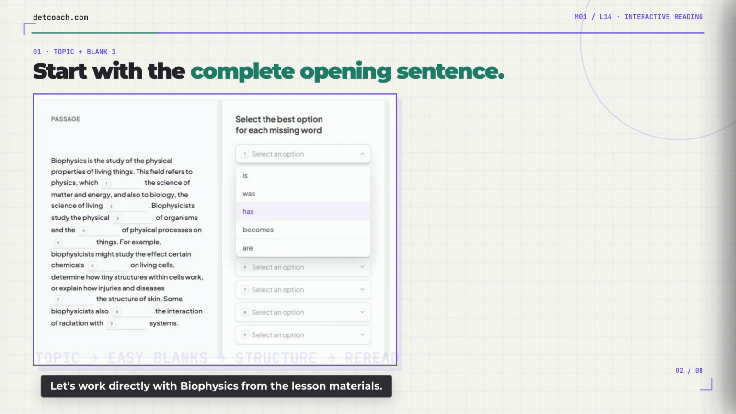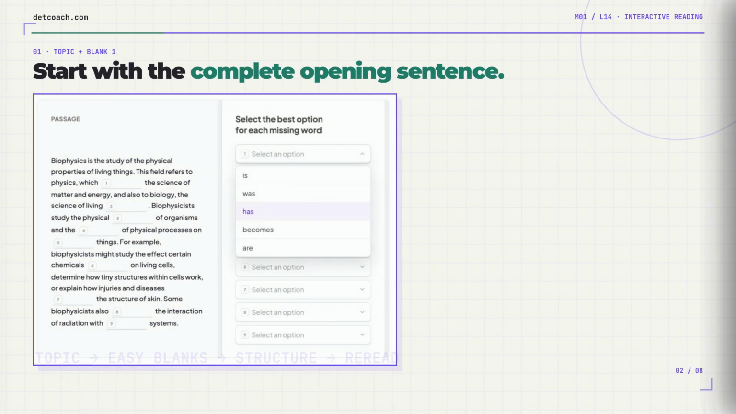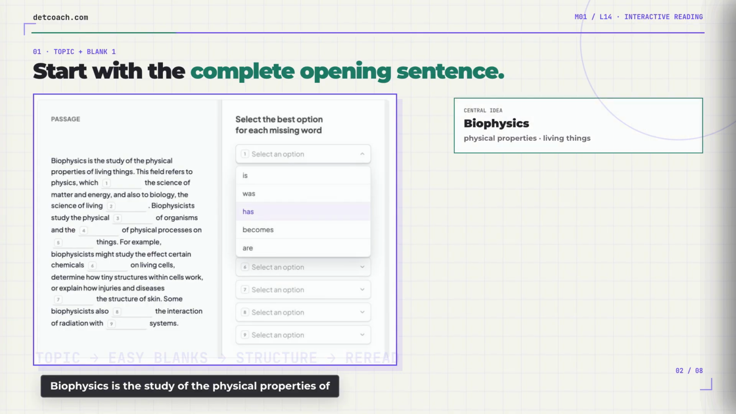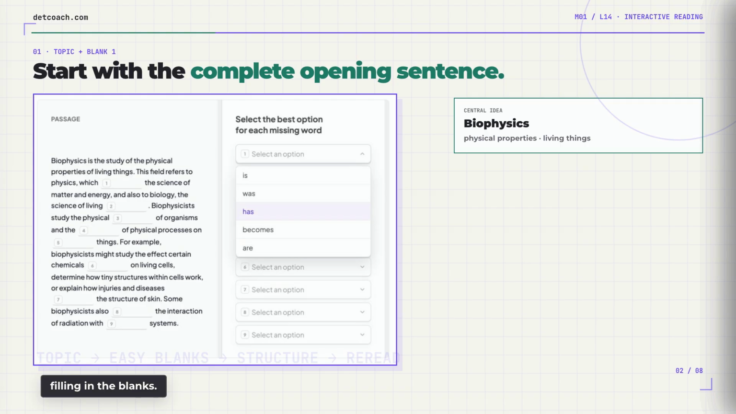Let's work directly with biophysics from the lesson materials. Before touching the options, read the complete opening sentence. Biophysics is the study of the physical properties of living things. This sentence tells us what biophysics studies. The key terms study, physical properties, and living things will recur later in the passage. Once we have this central idea, we can begin filling in the blanks.